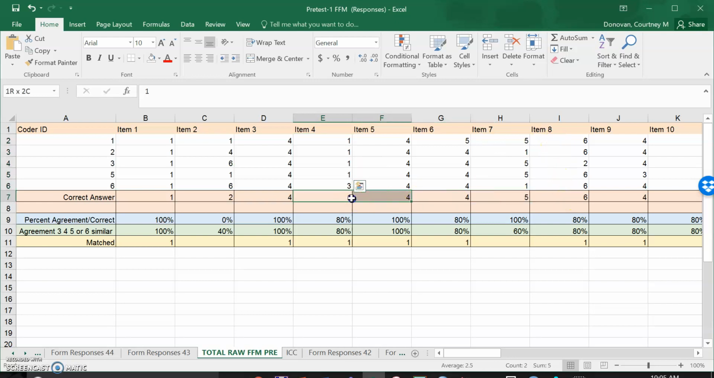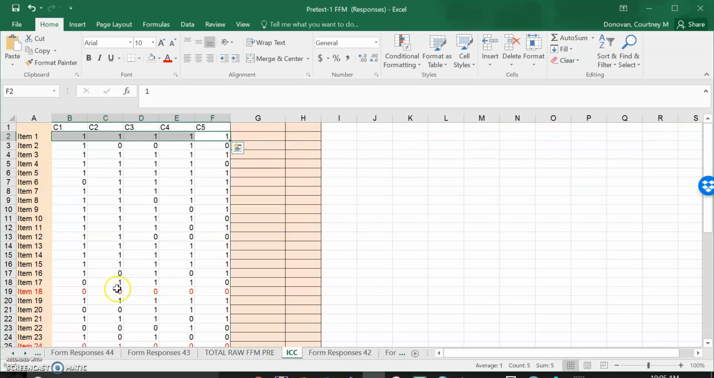Regardless of whatever your standard is, if you don't have the standard, that's how we would look at it. Are we agreeing with the whole or are we off agreement? And so we see that item 18 here, based on the standard, it was a 0 across the board. Nobody coded that one correctly.